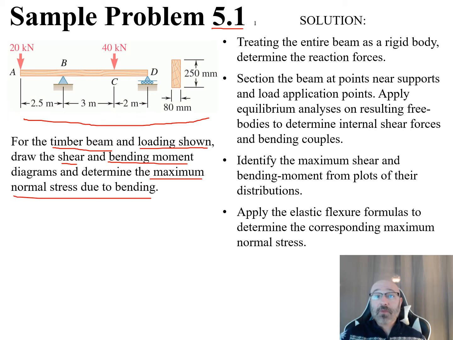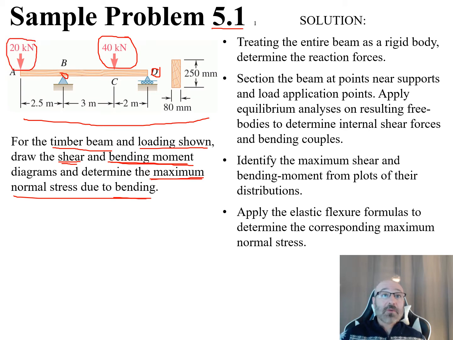So we have a couple different things. We have two diagrams: we have to draw our shear diagram, and we have to draw our bending moment diagram. We also need to do the calculation to determine the maximum normal stress due to bending. We can see the situation here. We have two supports on the bottom, at D and at B. Then at point C, we have an external load of 40 kilonewtons, and at A, we have an external load of 20 kilonewtons.